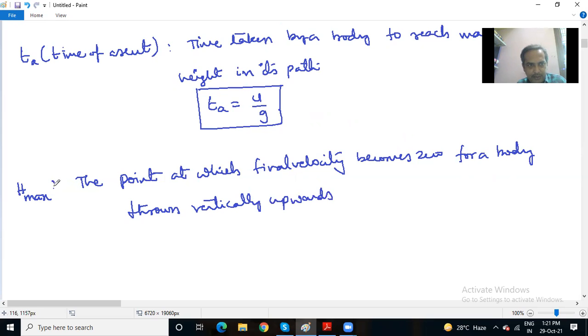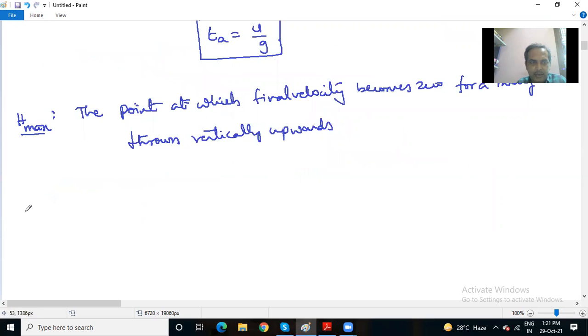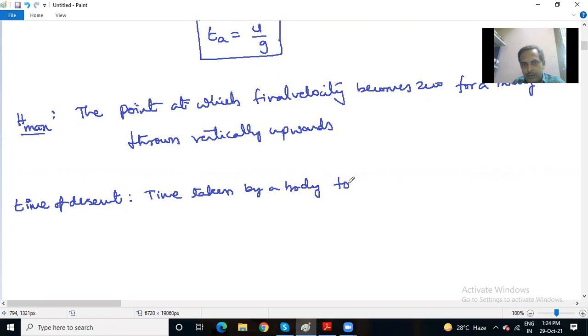So this is h max, maximum height. And there is another definition, time of descent. Time of descent is the time taken by a body to reach the ground from maximum height.